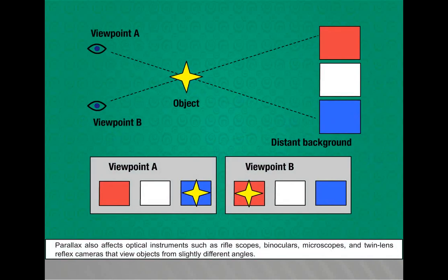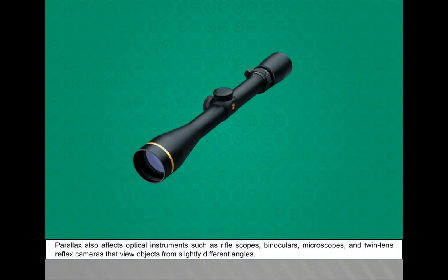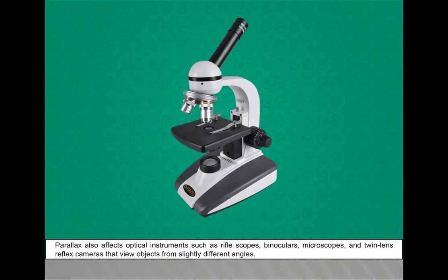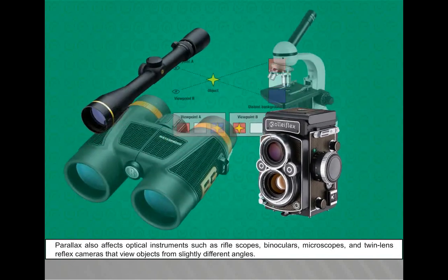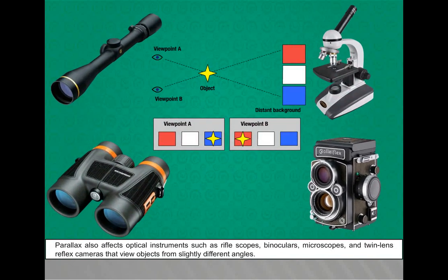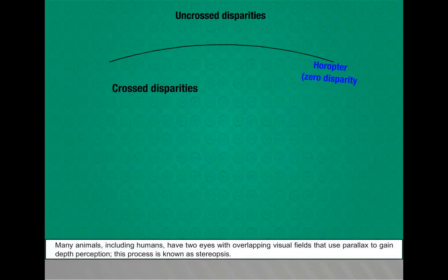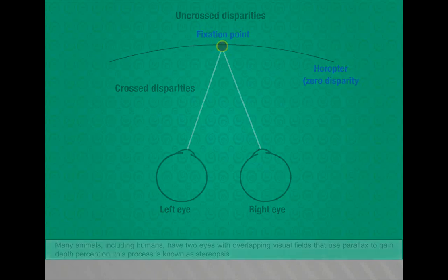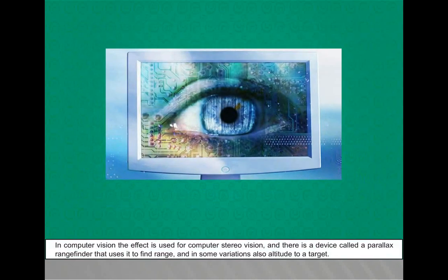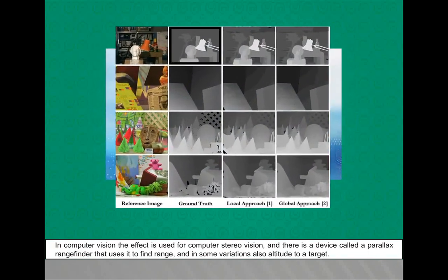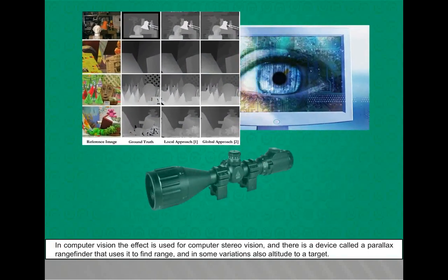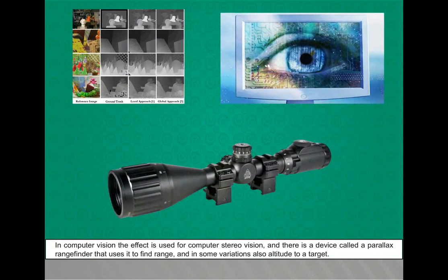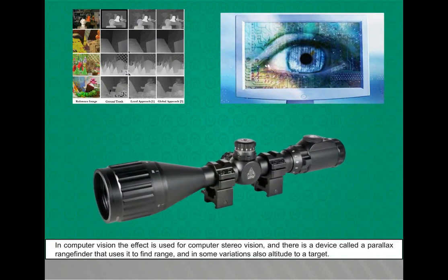Parallax also affects optical instruments such as riflescopes, binoculars, microscopes, and twin-lens reflex cameras that view objects from slightly different angles. Many animals, including humans, have 2 eyes with overlapping visual fields that use parallax to gain depth perception. This process is known as stereopsis. In computer vision, the effect is used for computer stereo vision, and there is a device called a parallax rangefinder that uses it to find range and in some variations also altitude to a target.